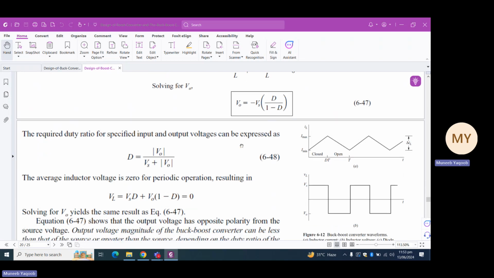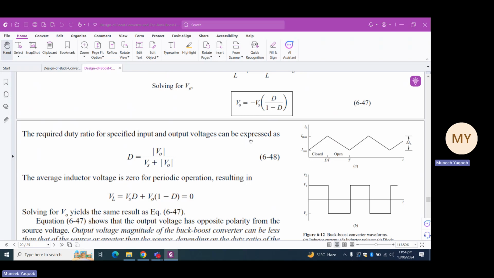Again, they are saying, in the same manner as earlier, that this expression of equation 6.47 can also be established if we take the inductor voltage equal to 0. For the switch closed, the inductor voltage was Vs into D. For the switch open, it was Vout into 1 minus D. This whole expression was being multiplied by T, but since we can take T common and put it equal to 0, they simply discarded that T. So in place of Vs into DT, they wrote Vs into D, and similarly, in place of Vout into (1 minus D) into T, they wrote Vout into (1 minus D). So nothing to worry about. The concept is the same: if we take inductor voltage equal to 0, we get the same equation as written in equation 6.47.